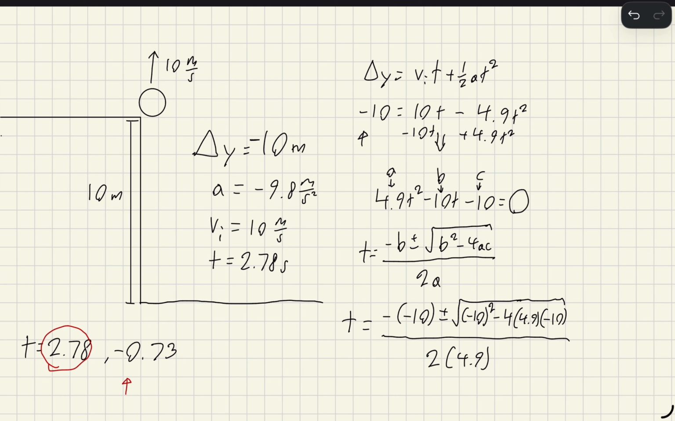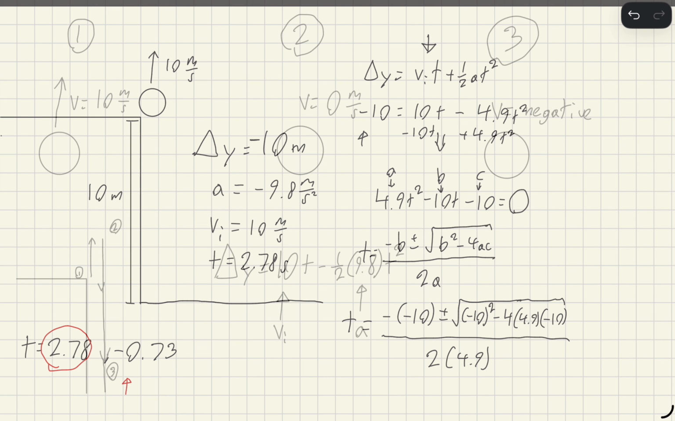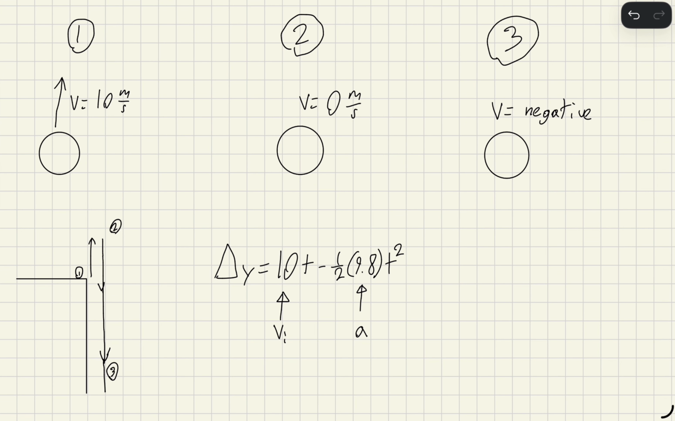And a reminder that the only thing that we did differently here is that we had an initial velocity, which means that this value here did not cancel out anymore, and so we had to use the quadratic formula to solve for it. Before I end this video, I want to use this diagram in the bottom left to summarize what happens throughout the ball's motion.